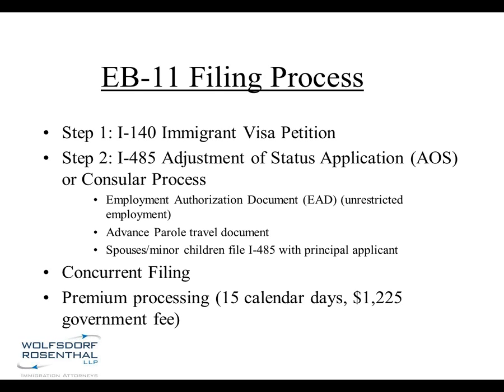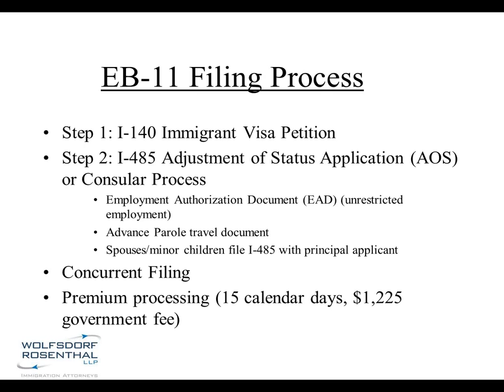The EB-11 category nearly always allows for concurrent filing, and that is basically where Step 1 and Step 2 are combined and submitted to immigration at the same time. You don't have to do them together, but obviously the sooner you file the green card application, the sooner you're going to get the green card, because it can only be approved once the I-140 is approved.